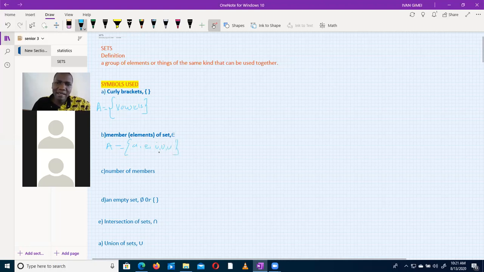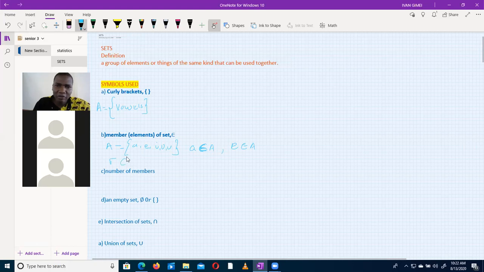Now, we can say A is a member of set A. This is how we write it. We use this symbol to show that A is an element of set A. We can also say E is an element of set A. But R is not here. So if R is not a member of this set, then we shall say R is not a member.